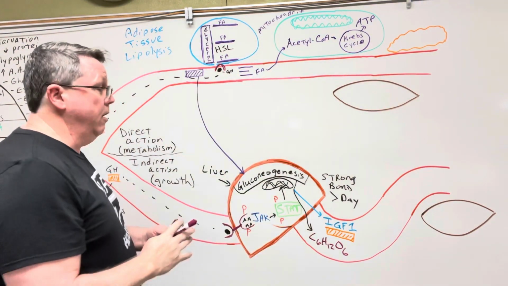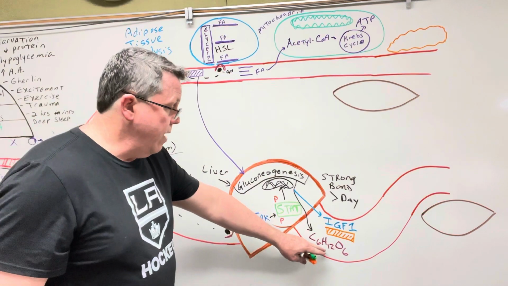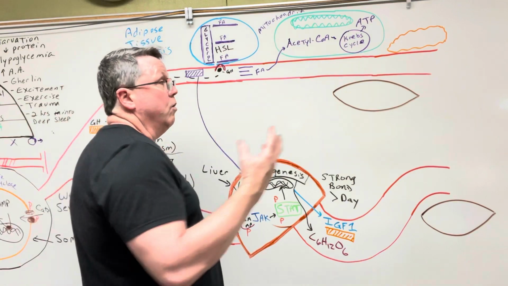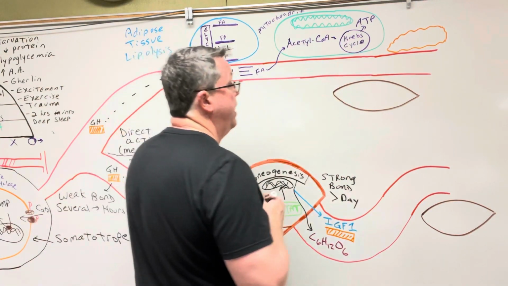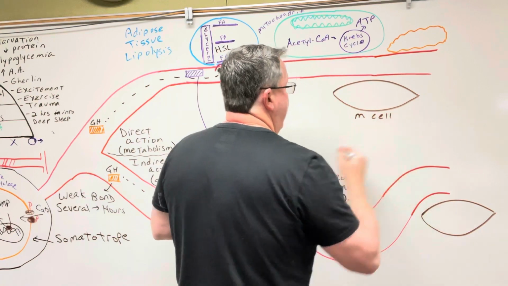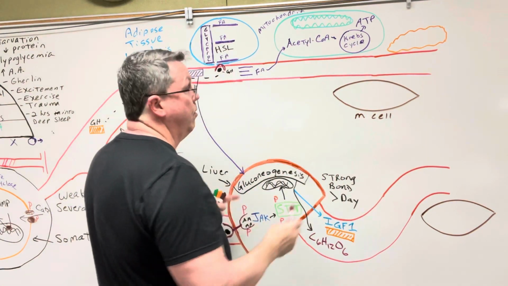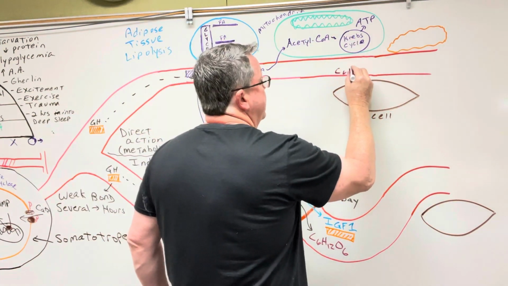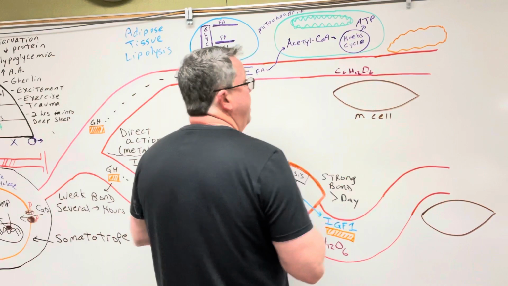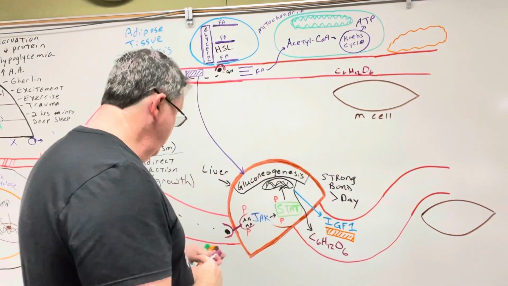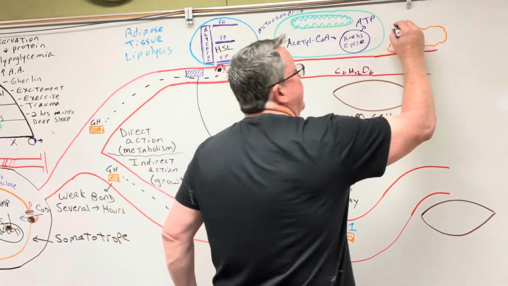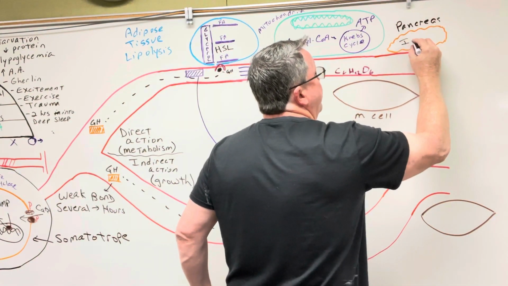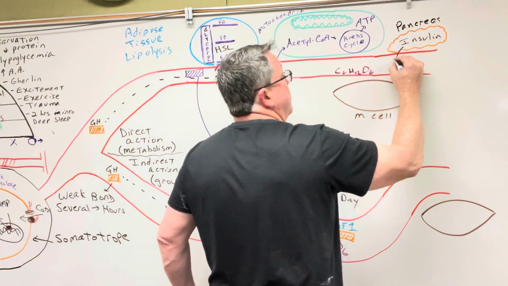Let's go back over here and look again. This is going to be part of the direct action. This is indirect action. We're going to come back to this guy here. If we look over here, this is going to be a muscle cell. Normally when we eat, carbohydrates want to go into the muscle cells. So here comes my carbohydrate, C6H12O6. And when there's carbohydrates in the blood, the pancreas is going to secrete insulin.